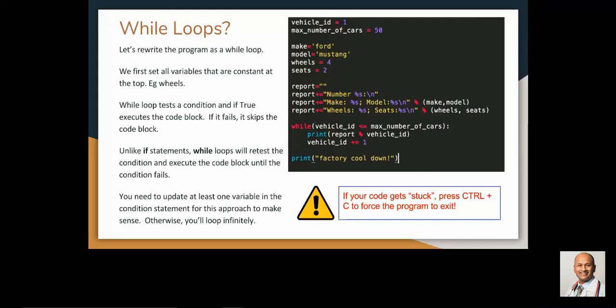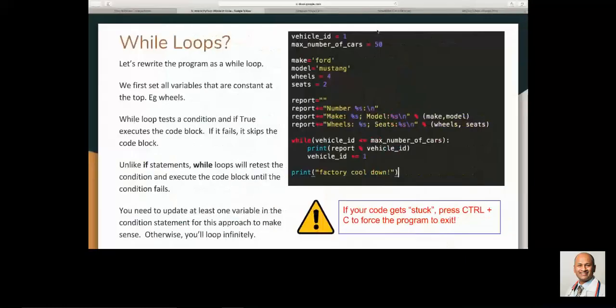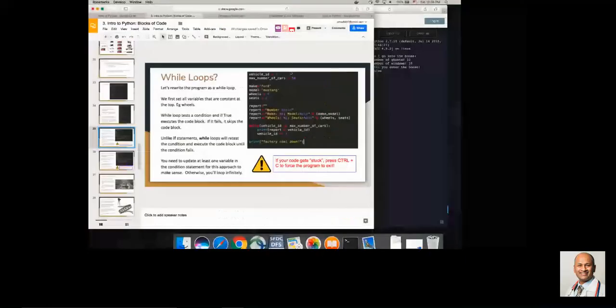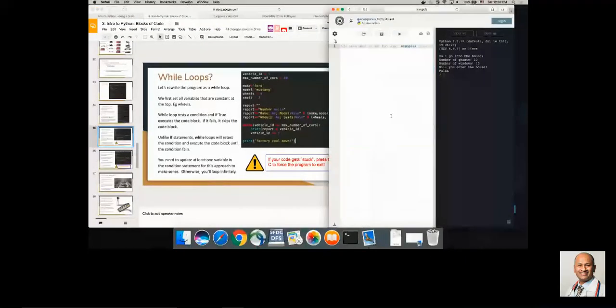Do you guys want to see this in action? I'll write it real quick so you guys can see what a while loop looks like in action. So you're going to do, I'm just gonna do MID, max ID, equals 4. Model equals Mustang. Make equals Ford.